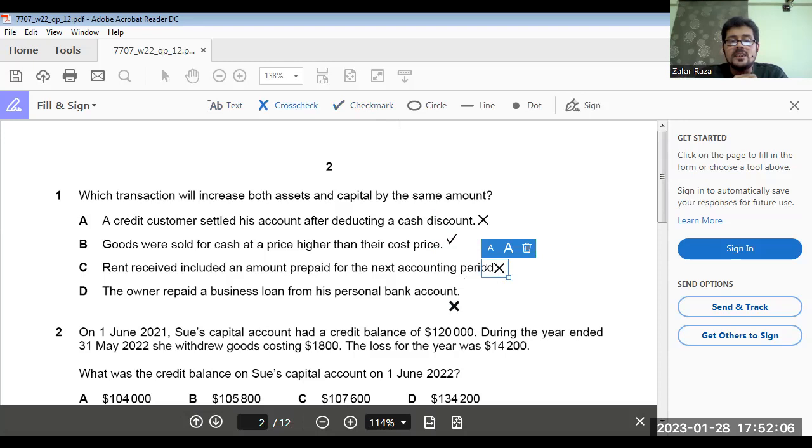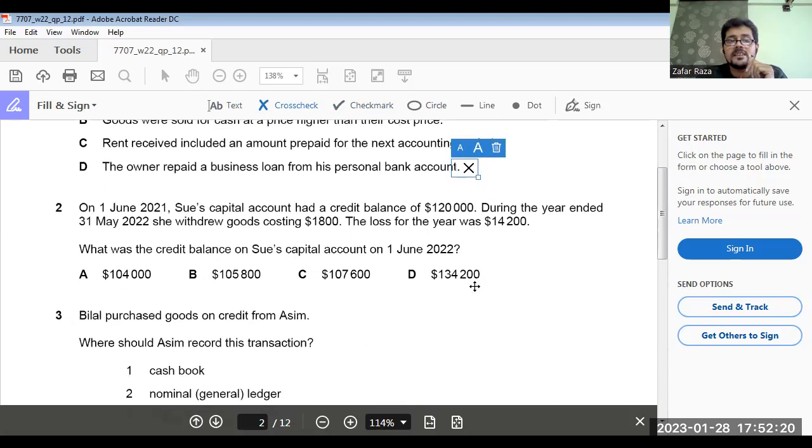And the owner repaid a loan from his personal bank account. In this situation, liabilities are decreased and capital is increased. So asset is not involved in this transaction. So this could not be the answer. Getting my point clear? Okay.